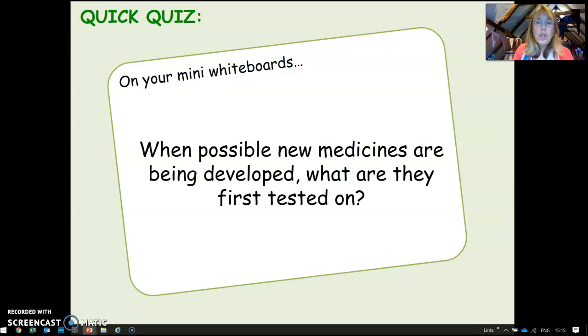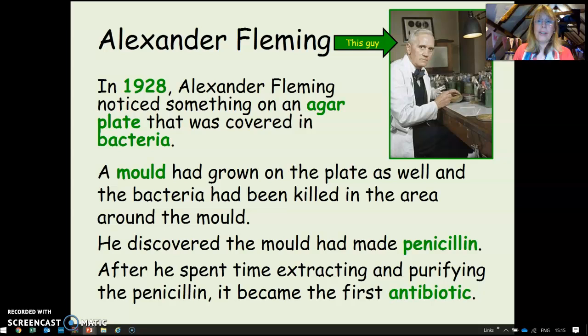When possible new medicines are being developed, what are they first tested on? Okay, very often they test on cells or tissue cultures, and then they are tested on animals. Now, just listen to this. You don't need to write this down, but this guy is so important. Alexander Fleming, a real hero in the biology world.